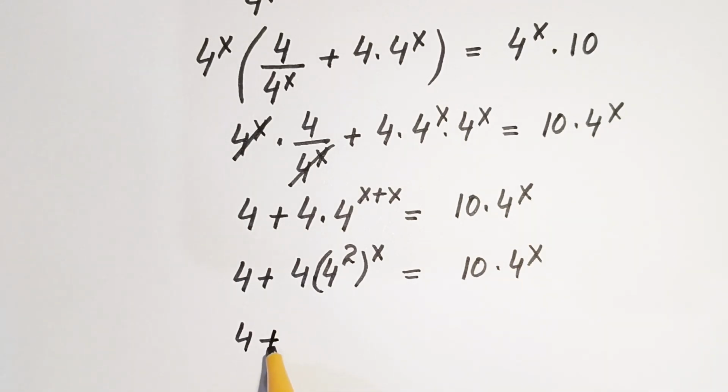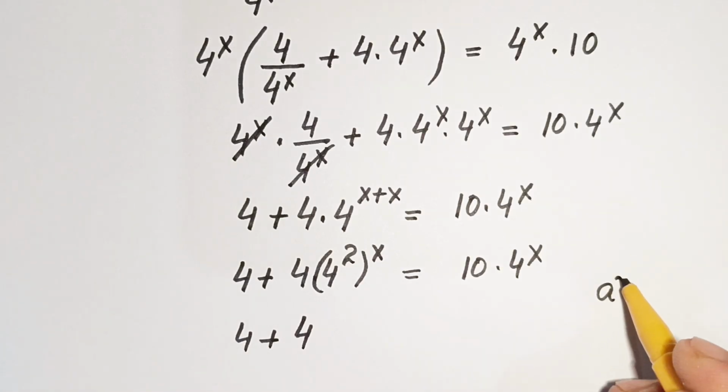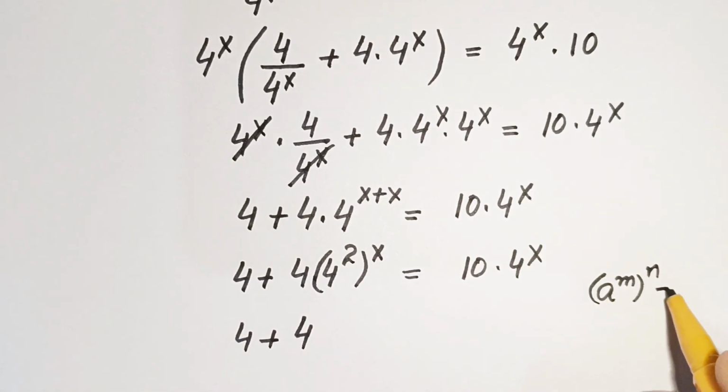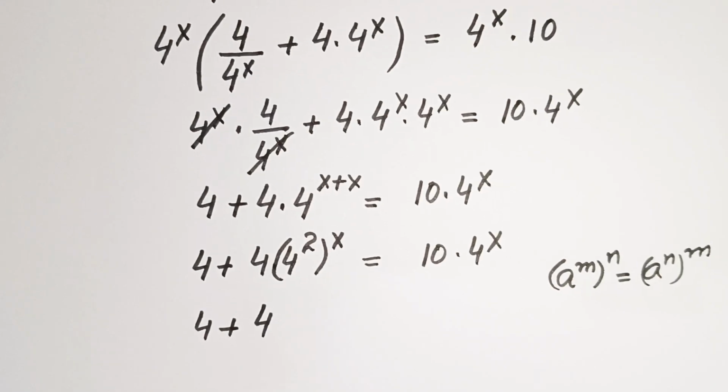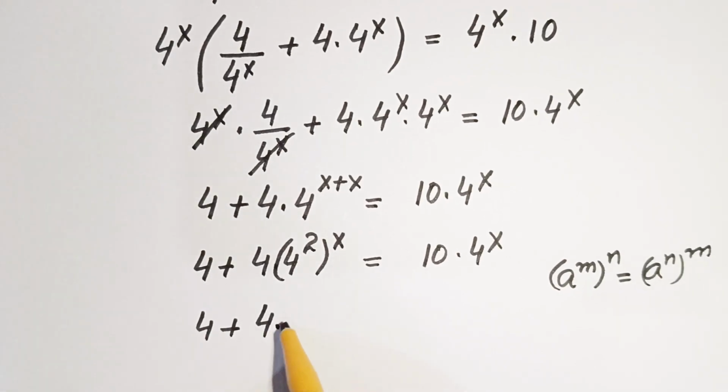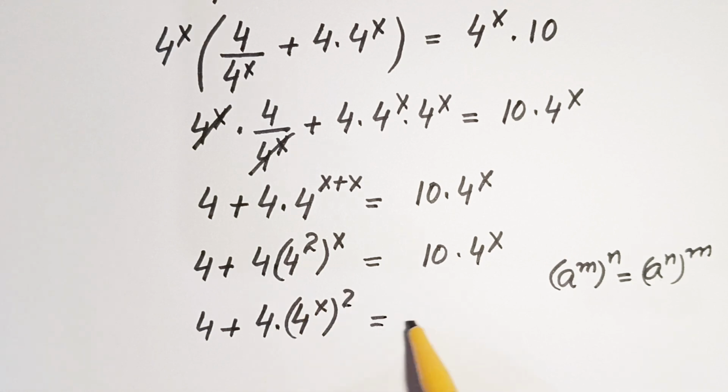Now for 4 plus 4 to the power 2x, we can use an exponential law. If we have a to the power m whole to the power n, it is equal to a to the power n whole to the power m. So using this law, we get 4 plus 4 times 4 to the power x whole squared, that is equal to 10 times 4 to the power x.